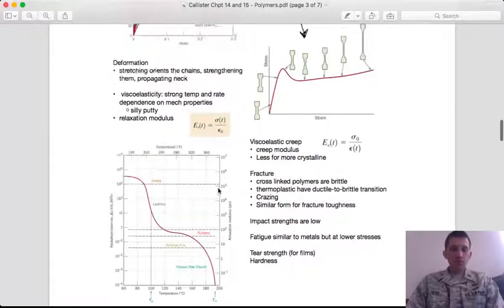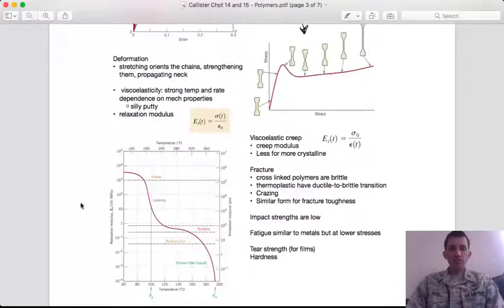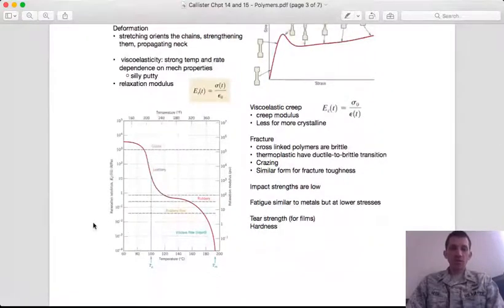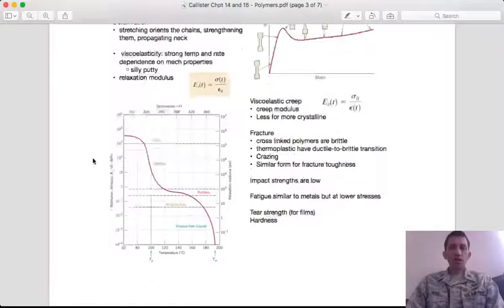I want to, I guess, reiterate here that this viscoelastic behavior is dependent on temperature and time, right? I already talked about here with this figure the relaxation modulus varying by orders of magnitude over very narrow temperature ranges. But there's also a pronounced time dependence, which we see here in defining the relaxation modulus as a function of time, and also creep modulus as a function of time.